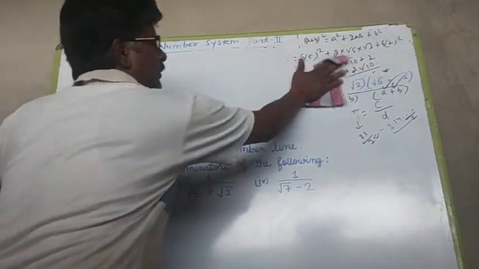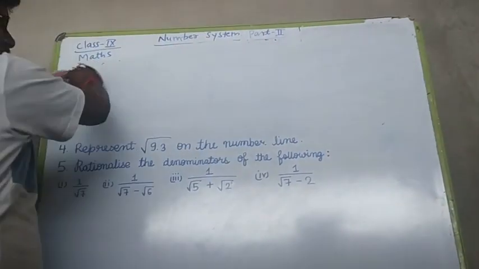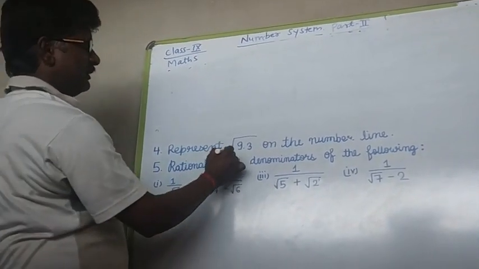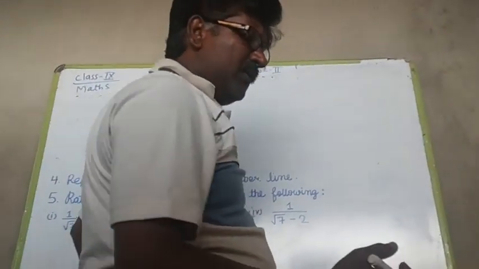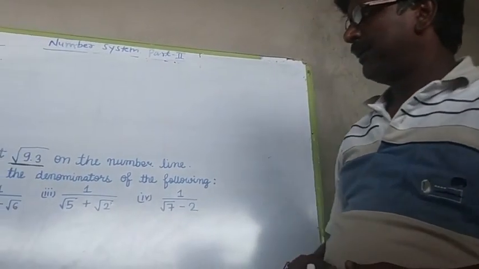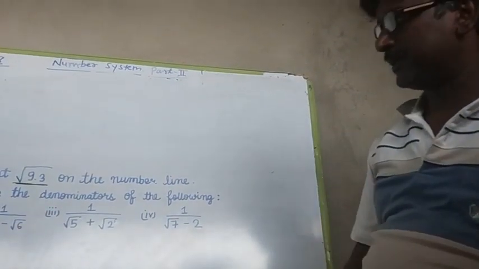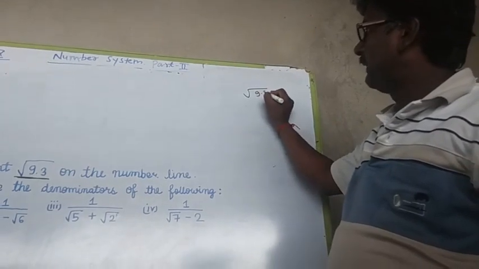Question number 4 is to represent under root 9.3 on the number line. Actually, this is an irrational number. In this question we have to know, when any irrational number is given under root, how we can represent such numbers on the number line.